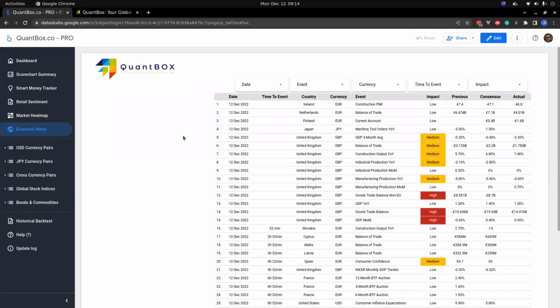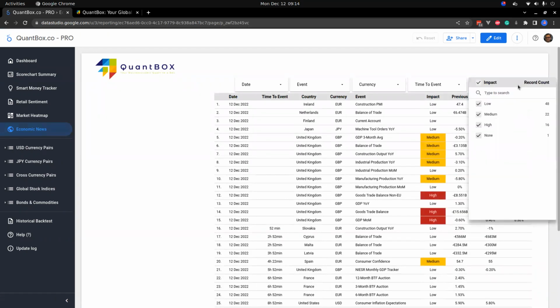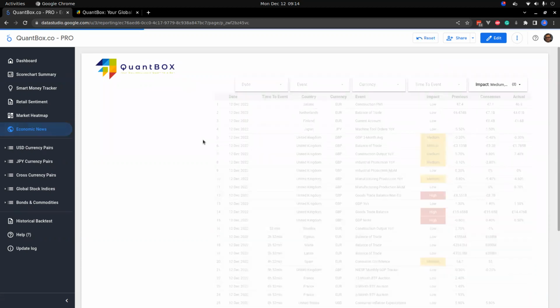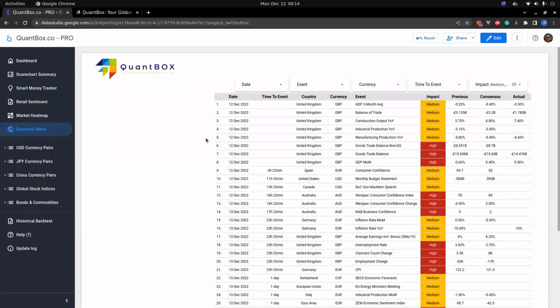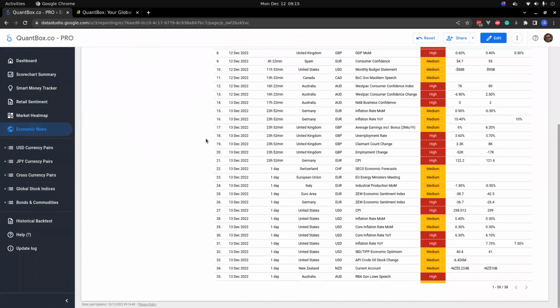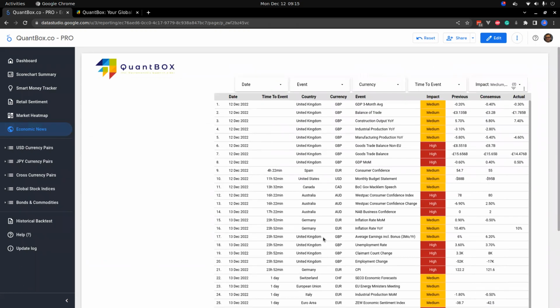This week promises to be very interesting. I'm looking at high and medium tier news. Let's get rid of the other two. And let's see. We got some inflation data tomorrow. That's going to be interesting. Okay, let's have a look and see for today.